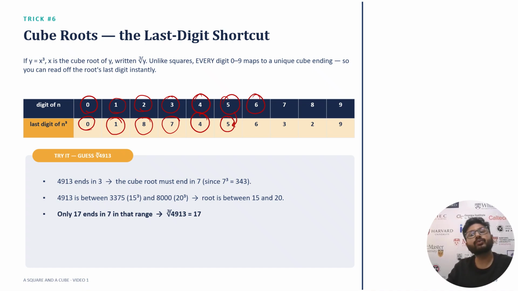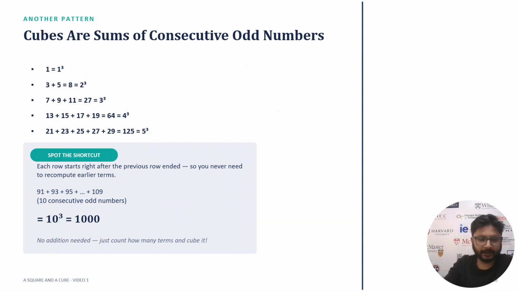6 cube is 216, so basically the number will end with a 6. 7 cube is 343, so the number will end with a 3 if you are doing a cube. 8 into 8 into 8 is 512. It means that the number will end with a 2. And 9 into 9 into 9 is 729. The number will end with a 9. This will also help you in the guesstimate.